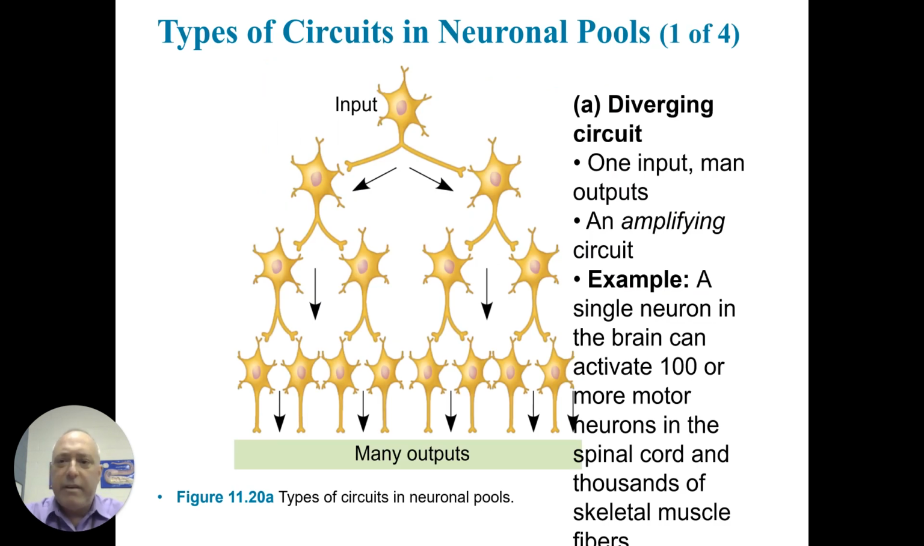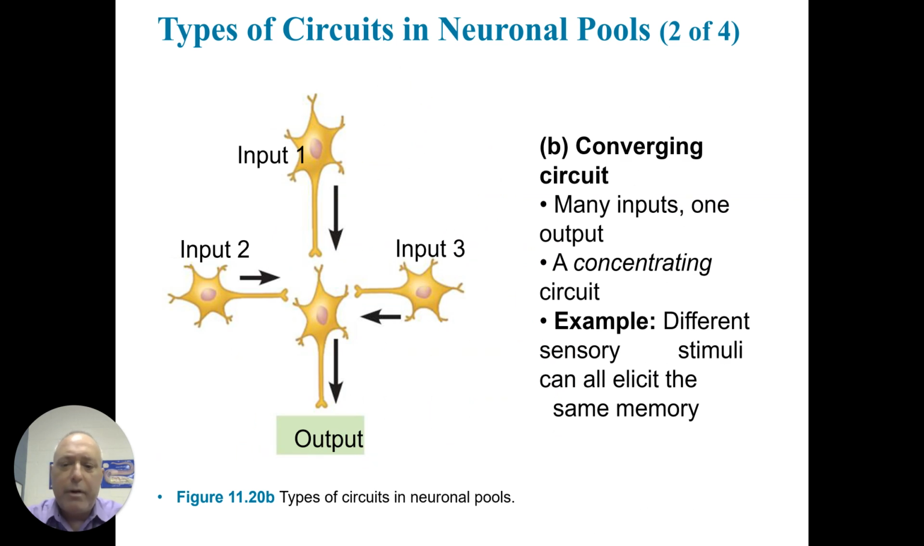Let's take a look at the different types of circuits in neuronal pools. There are some circuits that are diverging, where you have one input and then many outputs. An example would be a single neuron in the brain can activate 100 or more motor neurons in the spinal cord, and then can activate thousands of motor neurons in the skeletal muscle fibers. Allows different levels of recruitment. There can be converging circuits where you have different neurons that converge on a central neuron for the output.